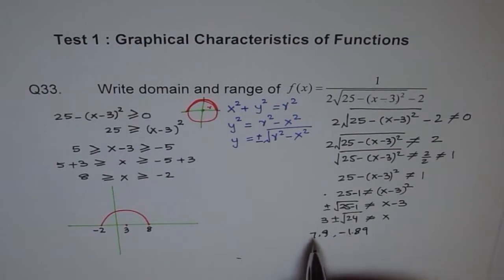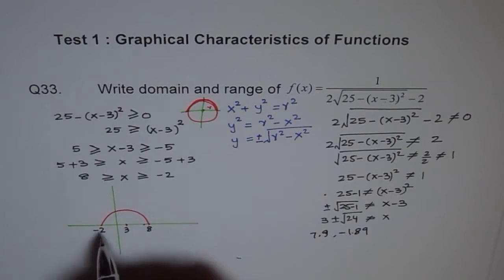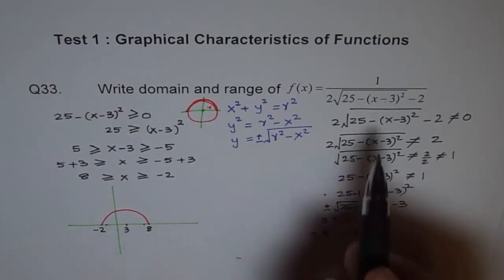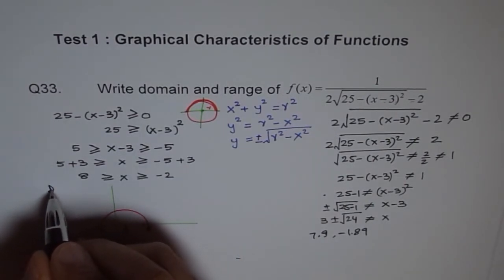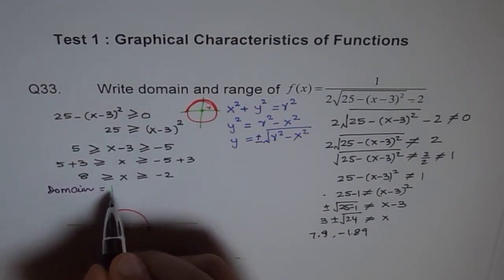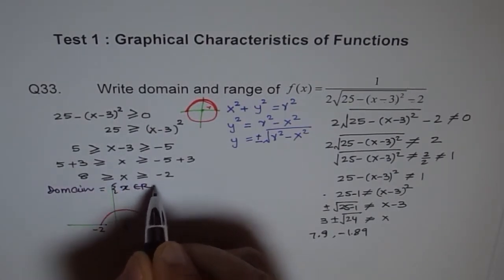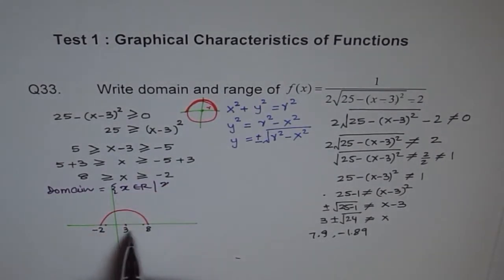So these are the two values. 7.9 will be, let us say, very close to 8, let's say here, and minus 1.89 is here. So at these points, my denominator is 0. So these points are also not permitted as a part of my domain, correct? So that is what I've got so far. So I can say, well, my domain is, now I can write here, domain is x belongs to real numbers, so that x is between minus 2 and 8.